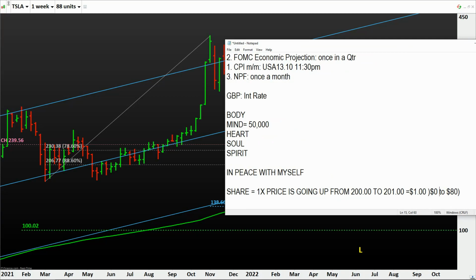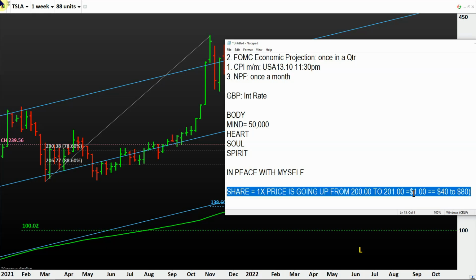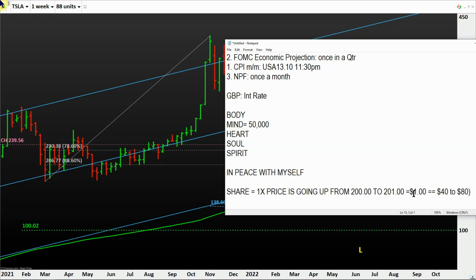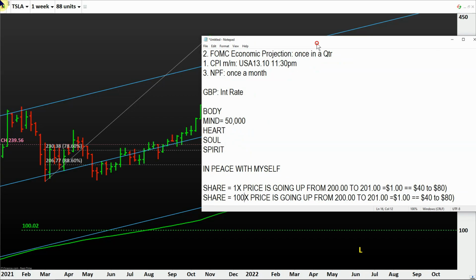All right. So you are paying $40 to $80 and getting $1. It's nothing. It's not making sense, isn't it? So for that, from that 20 years of experience of trading, what we have gone through, that's why we always do 100 shares. If we do 100 shares, and if it goes from 200 to 201, then you take that decimal out.